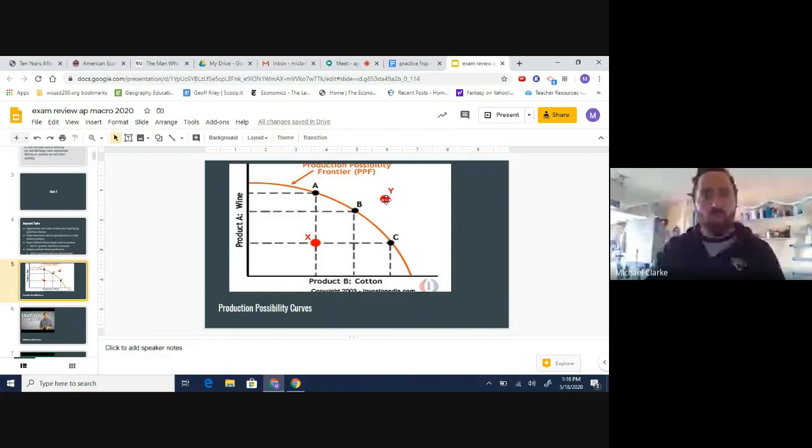Those are the two main concepts for Unit 1. The other concepts we talked about are supply and demand. I feel like we're going to touch on that quite a bit in the third unit, and you guys should have a very good understanding of basic supply and demand charts.